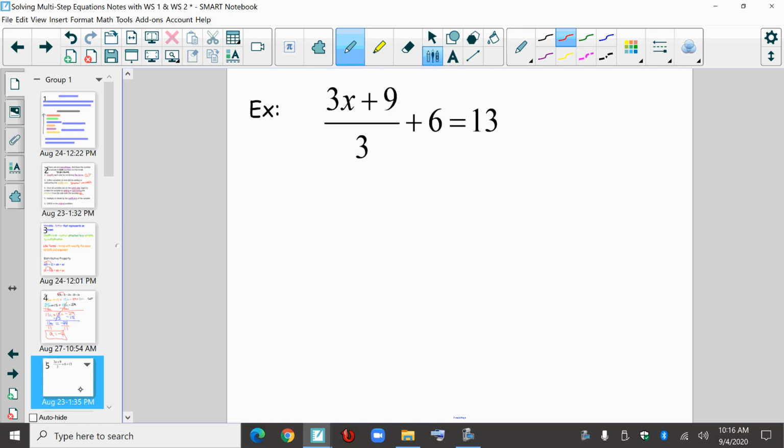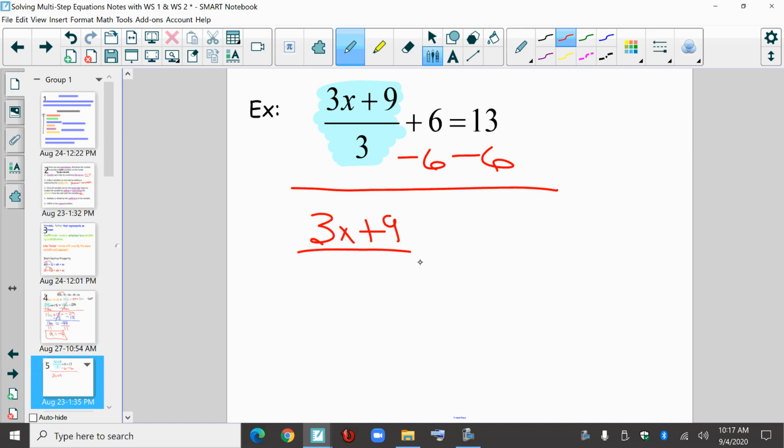So next, I have 3x plus 9 over 3 plus 6 is equal to 13. Okay, the very first thing that we are going to do is treat this whole fraction as one quantity. That has the variable in it, so that's going to be one big quantity. So that means I need to first get rid of that plus 6. So how do I get rid of that plus 6? I'm going to subtract 6 from both sides. So I drop down the 3x plus the 9 over the 3, and that is going to equal 7.